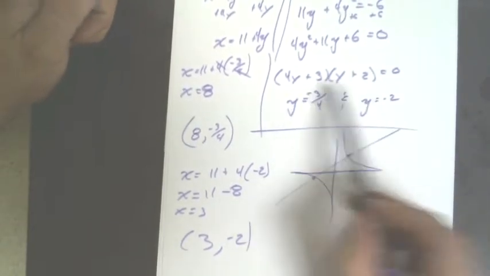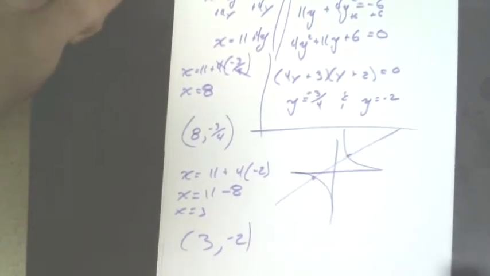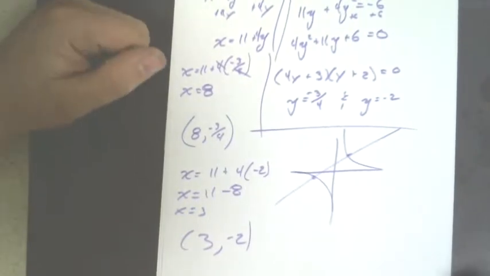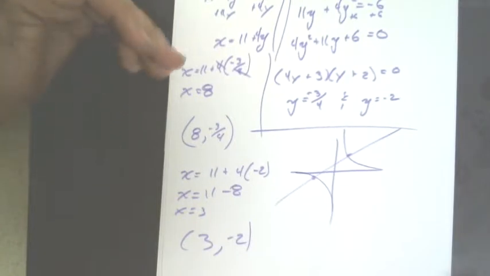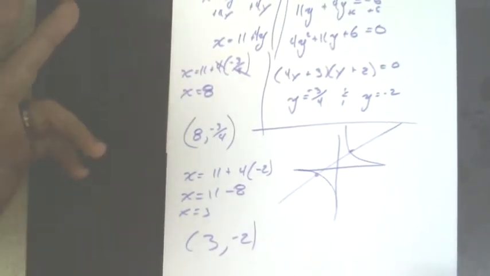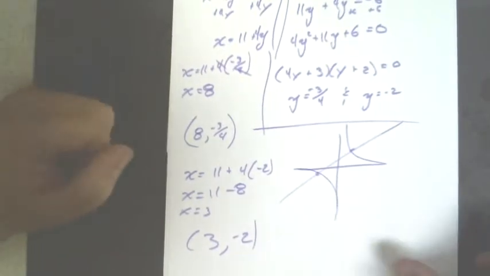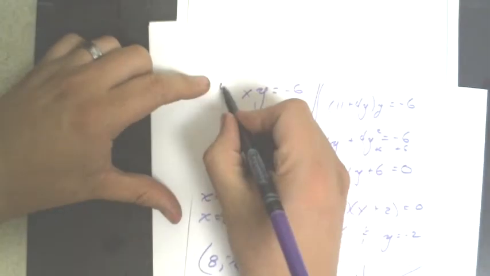If this wasn't factorable, quadratic formula. Throw it into good old negative b plus or minus the square root of b squared minus 4ac over 2a. You guys should know that formula, of course. And take those decimal approximations, plug it in to find y. Okay. That was number 4.